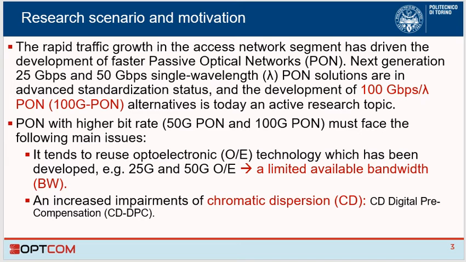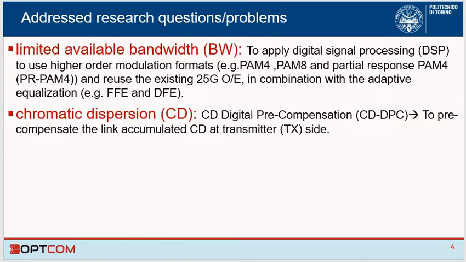The 25G and 50G PON are now in advanced standardization, so 100G PON is today a very hot research topic. The higher bitrate PON, like 50G and 100G PON, must face the following main issues. The first one is limited available bandwidth, and the second one is chromatic dispersion.